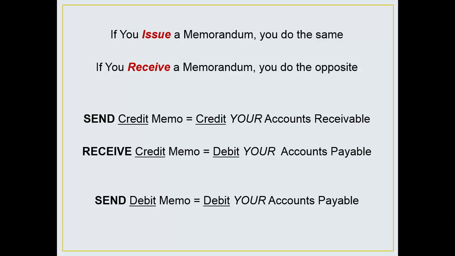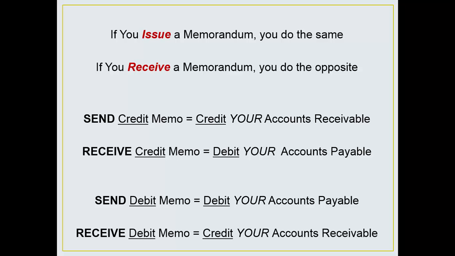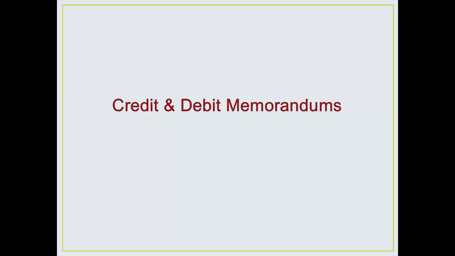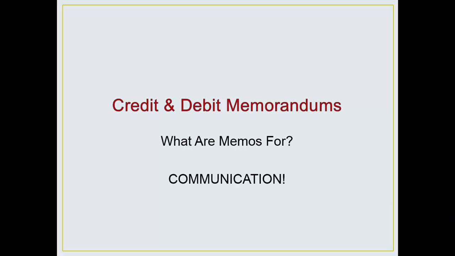If you send a debit memo, you're debiting your accounts payable. That's what you're doing. If you send a debit memo, you're debiting something. And if you receive a debit memo, you're going to do the opposite. You're going to credit your accounts receivable. So credit and debit memorandums, what are they? It's just communication. It's a source document.